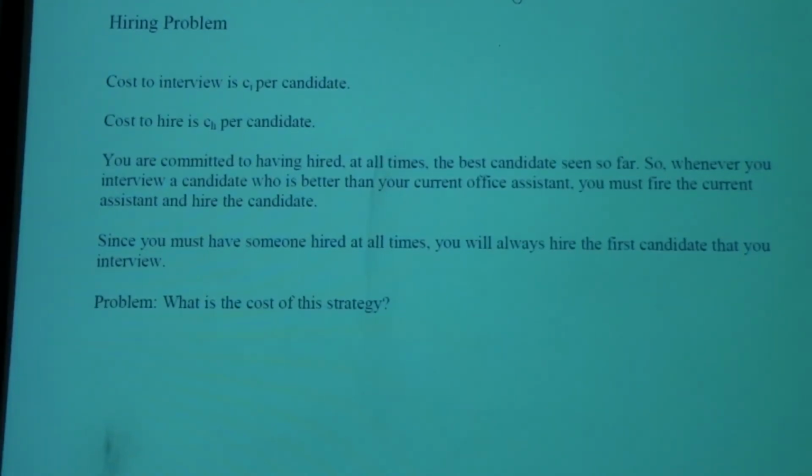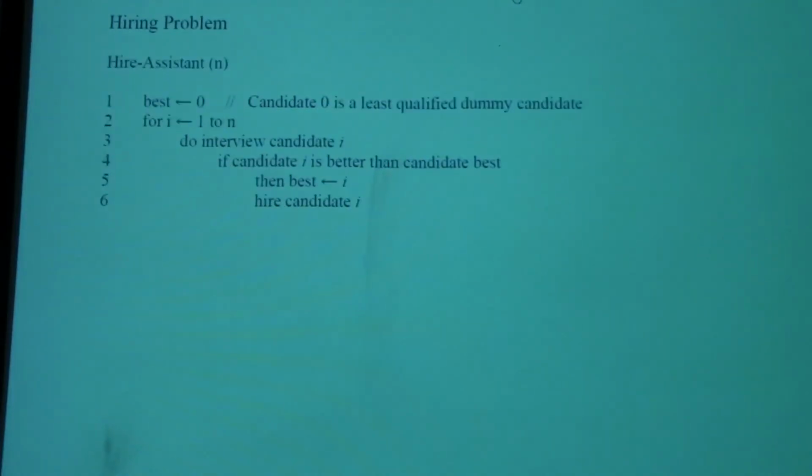Okay. So what is the cost of this algorithmic strategy? Basically, we're going to say the best person has a quality of 0, which is very low. That's just a startup value, so that we hire the first person. And then for i goes from 1 to n, we'll interview candidate i. If candidate i is better than the one we have, then i is the best, and we'll hire i. And we'll do that for every one of the candidates from 1 to n. So we'll always interview them, but we'll only hire them if their condition is met. So we cannot decrease in this algorithm what cost?